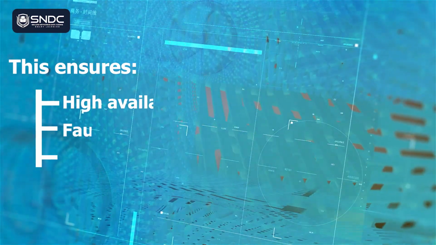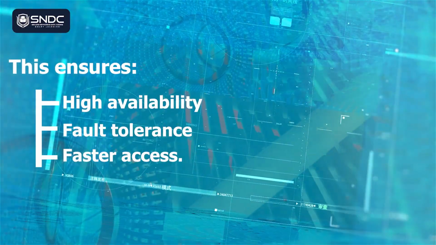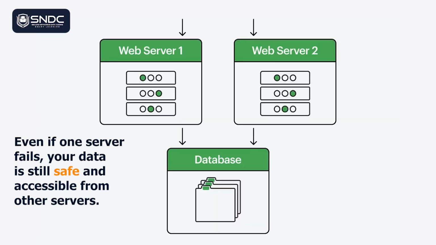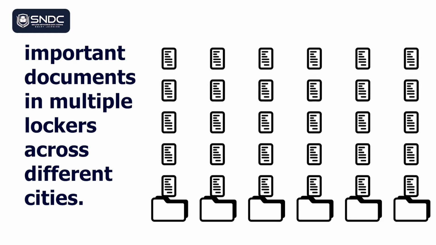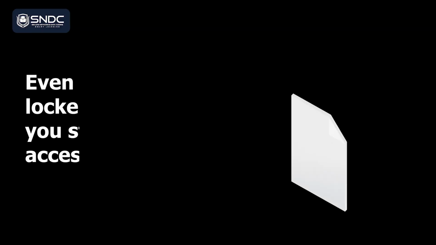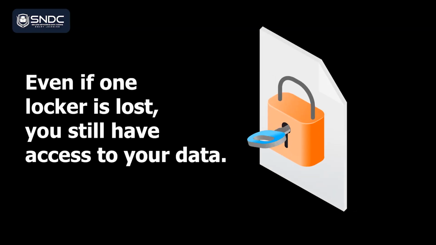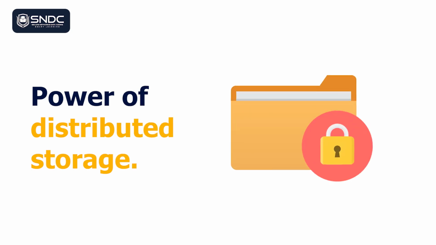This ensures high availability, fault tolerance, and faster access. Even if one server fails, your data is still safe and accessible from other servers. So instead of relying on a single point, cloud creates a network of storage systems working together. Think of it like keeping copies of important documents in multiple lockers across different cities. Even if one locker is lost, you still have access to your data. That is the power of distributed storage.